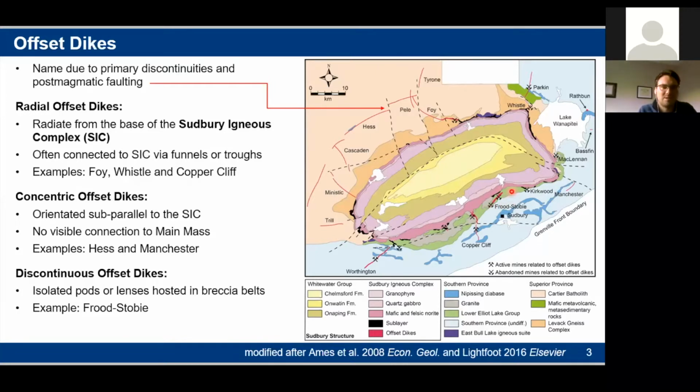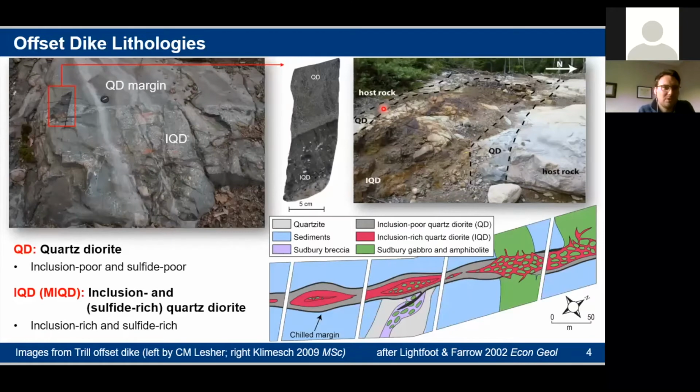The name offset dikes comes from the primary discontinuities and the postmagmatic faulting, which offset segments of dikes. You can see it, for example, here, where we have the Hess offset dike detached from each other due to a postmagmatic fault. There are 2 general offset dike lithologies, and the first one is the inclusion-poor and sulfide-poor quartz diorite, which is often abbreviated as QD. You find the quartz diorite at the margins of the dike, which you can see here in the sketch from the Worthington offset dike in the gray colors. It can be chilled against the country rocks, and these chilled margins seem to indicate a very early melt from the impact melt sheet, which indicates that these dikes have been injected into the country rock very early.